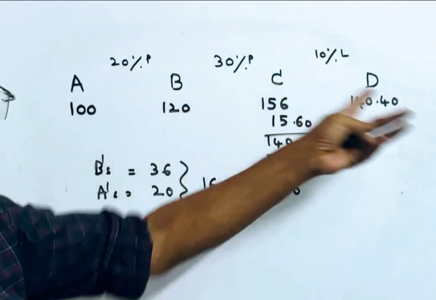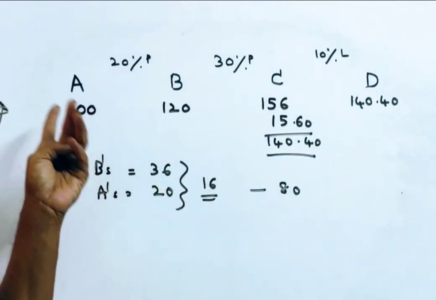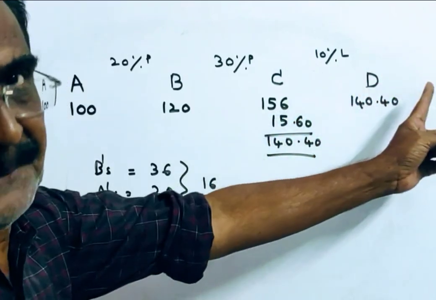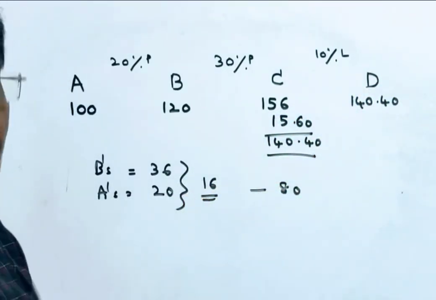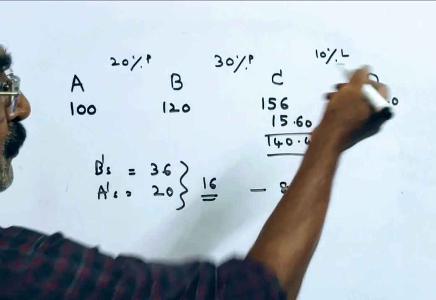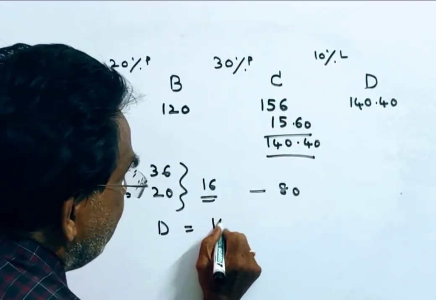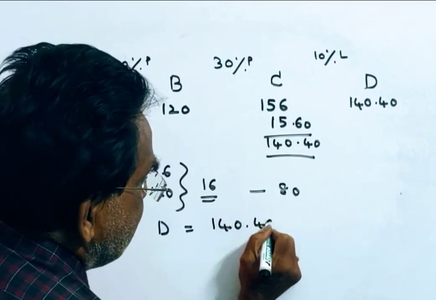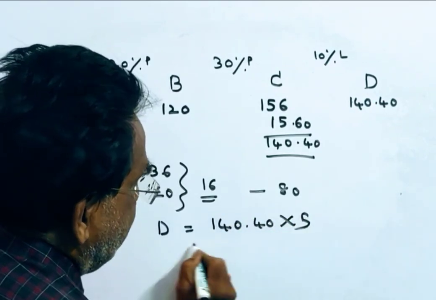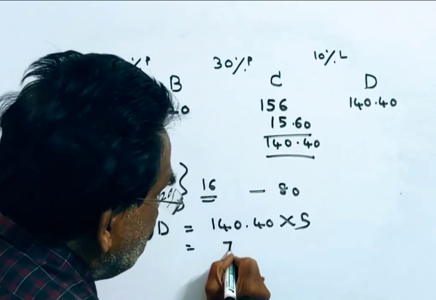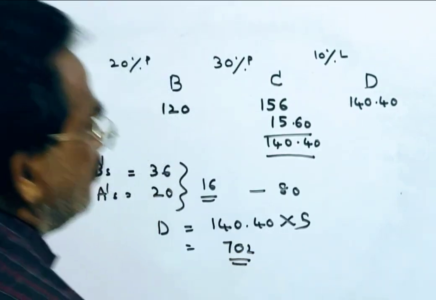These are assumed prices. We assumed the cost price of A as 100 rupees. So by multiplying these assumed prices by 5, we get the actual prices. So the actual cost price of D is 140 rupees 40 paise into 5. 140 times 5 is 700, and 40 paise times 5 is 2 rupees. So 702 rupees is your answer, friends.